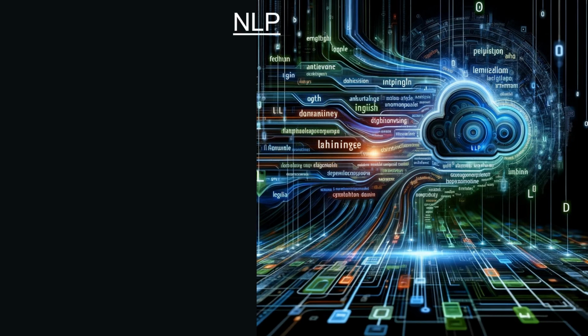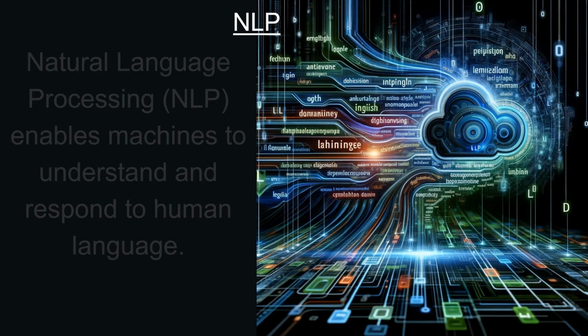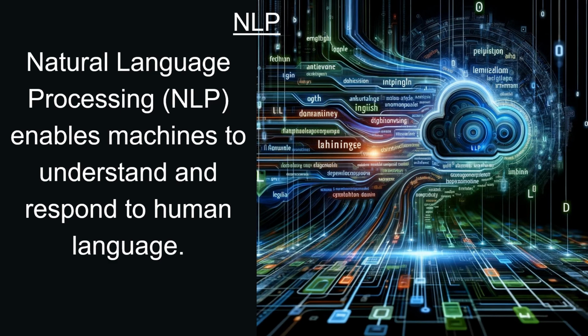Let's move on to natural language processing, commonly called NLP. Have you ever wondered how your phone's virtual assistant or chatbots understand your voice and text commands? How translation apps convert languages so quickly? That's all thanks to NLP. Natural language processing enables machines to understand and respond to human language. It's the technology behind chatbots, voice assistants, and many other applications that make our interactions with machines more natural and intuitive. Next, we'll explore another fascinating area: transformers.